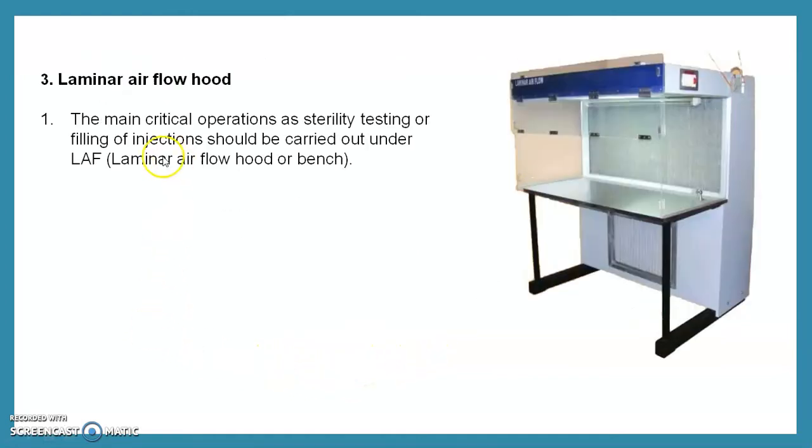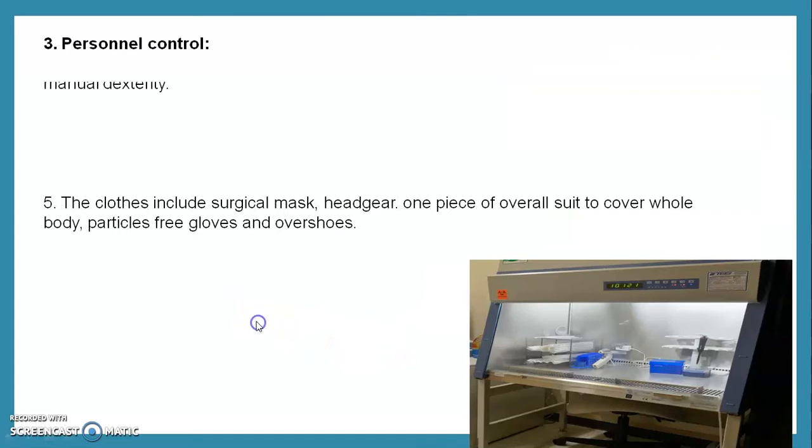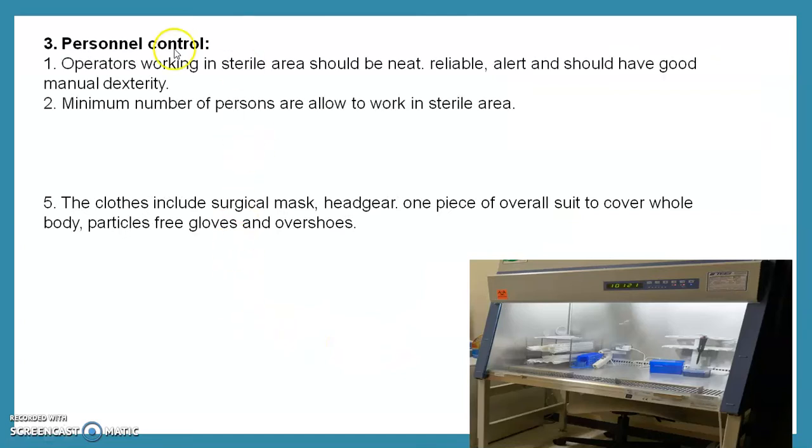HEPA filters are operated under positive pressure with laminar flow. This is the laminar flow. The main critical operations, such as sterile testing or filling of injection, should be carried out under laminar air flow. Laminar air flow or laminar air hood is a system in which air is filtered within a confined space in a parallel layer with a uniform velocity of 100 feet per minute, causing the sweeping of the contaminants with the airflow.